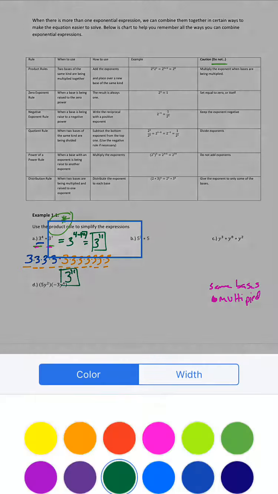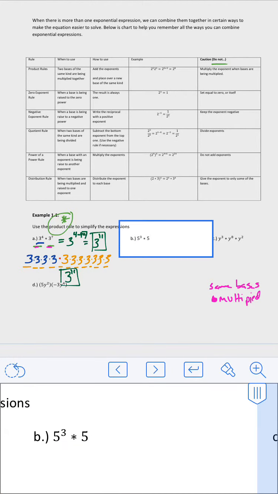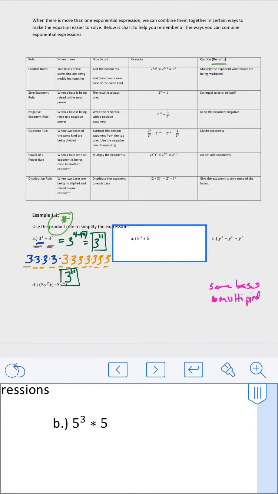Alright, so let's try another one. Just kind of hammer it home. Here we've got 5 to the 3rd times 5. Now what is the exponent on that second 5 there? There is an exponent. Be careful.